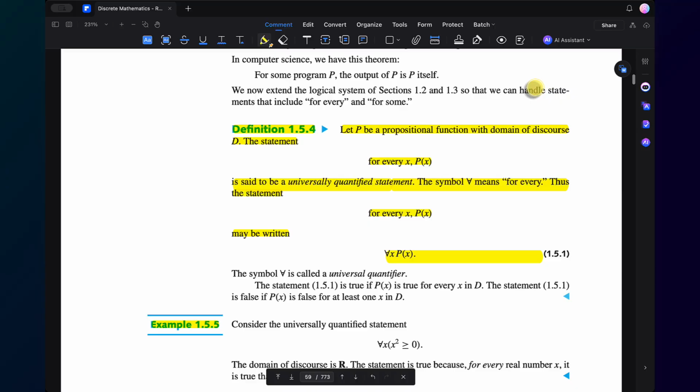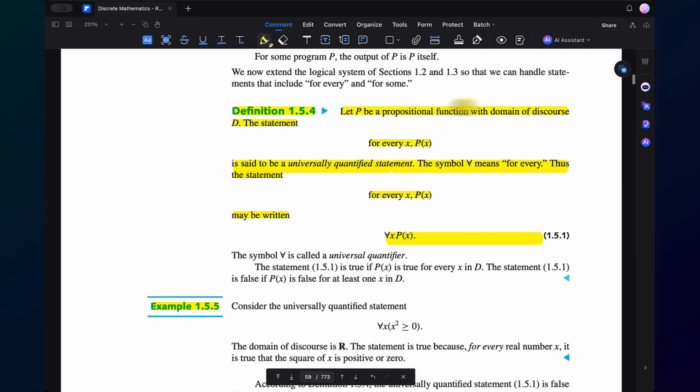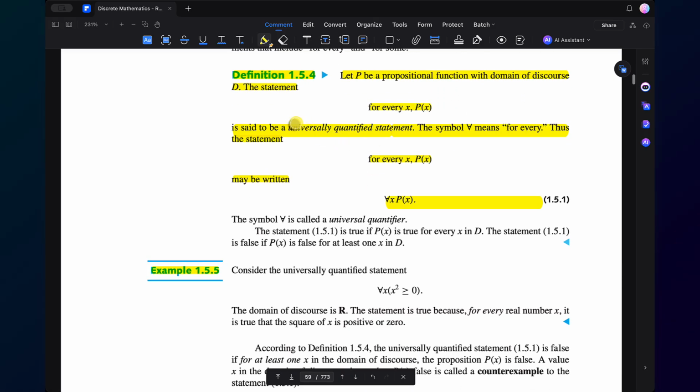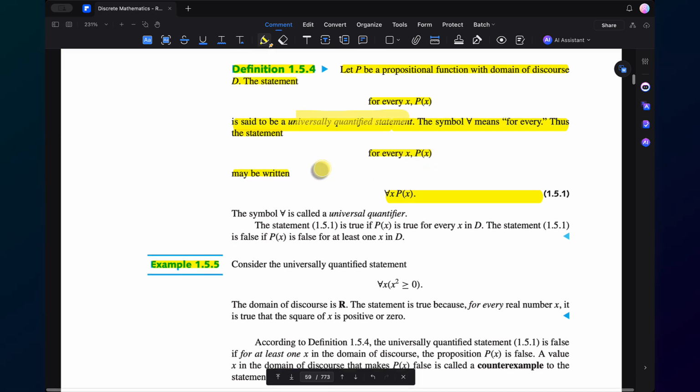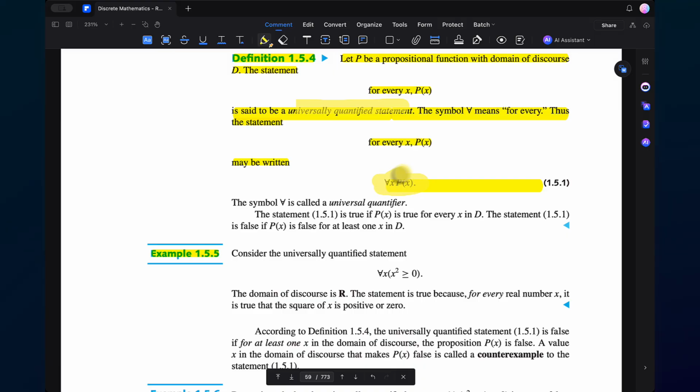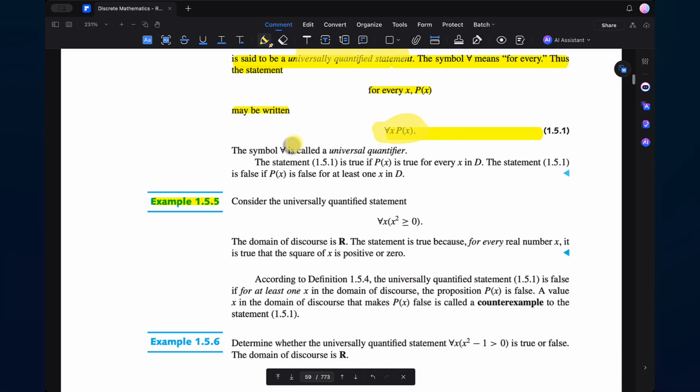Here's a definition. If we're given a propositional function P with domain of discourse D, the statement for every x, P of x, is called the universal quantifying statement, meaning that we're saying that for every x, P of x. It may be written as for every x, P of x. That symbol right there is called the universal quantifier.